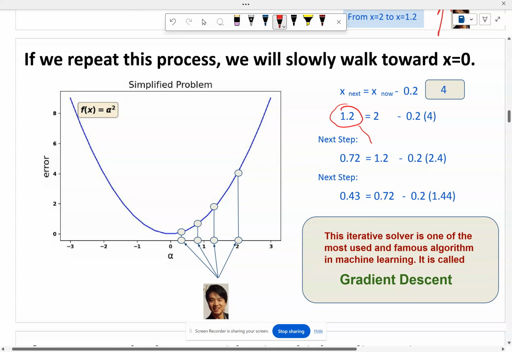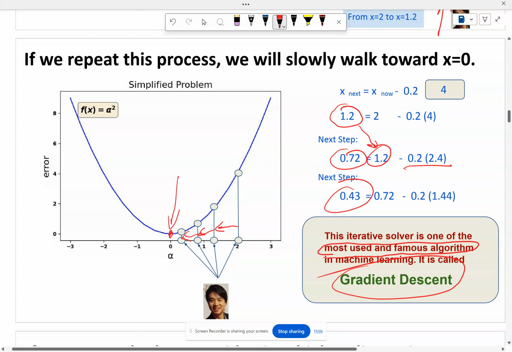And then if 1.2 is the new location, you will walk again to 0.72. And then at 0.72, you will walk again to 0.43. So you can see that by taking smaller steps, you're incrementally approaching the minimum. And in the end, you're going to reach it. And this iterative solver is one of the most used and famous algorithms in machine learning, and it's called gradient descent.